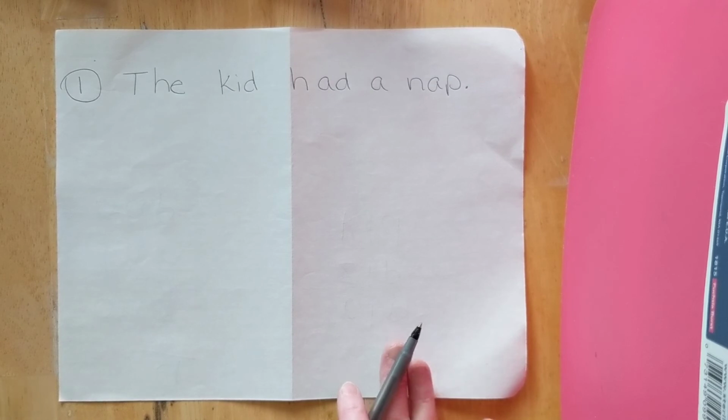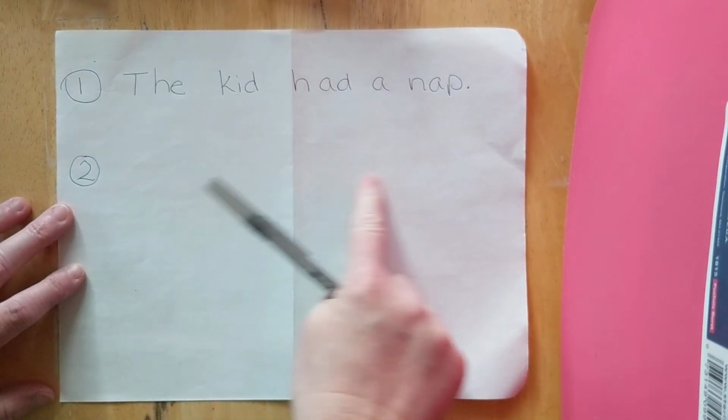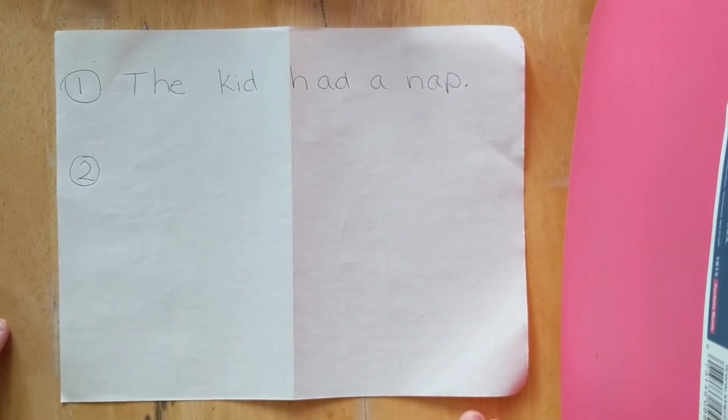Now what I'd like you to do is write me a sentence using one of the words on the front of the paper. Just pick one and write me a sentence. Make sure you have your capital letters, your periods, and your spaces. Try real hard. Okay? I can't wait to see what you write.